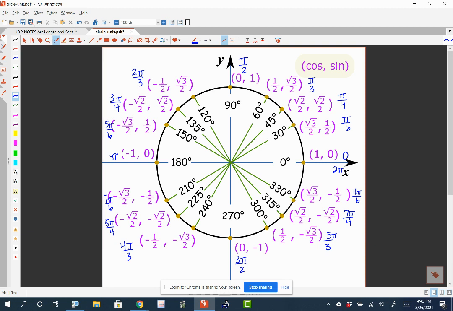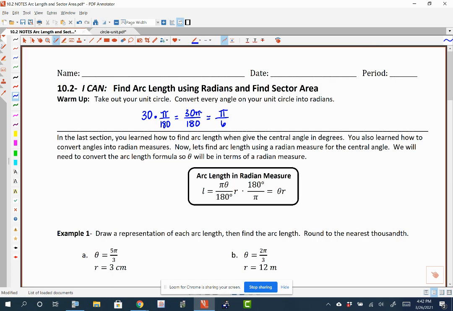So we're going to keep this handy because we're going to need to use this now for our radian measures a little bit. So let's go ahead and go back to our notes.